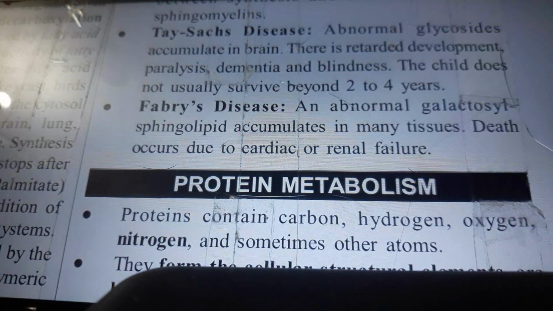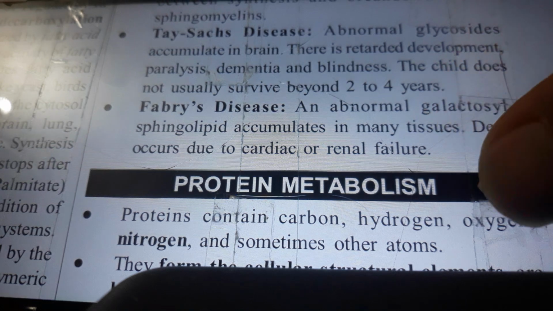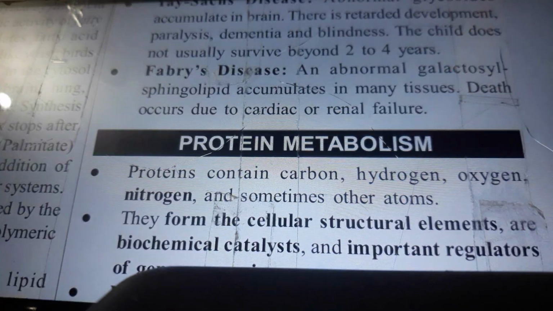Tay-Sachs disease, abnormal glycosides accumulate in brain. There is retarded development, paralysis, dementia, and blindness. The child does not usually survive beyond 2 to 4 years. Fabry's disease, abnormal galactosyl sphingolipid accumulates in many tissues. Death occurs due to cardiac or renal failure.